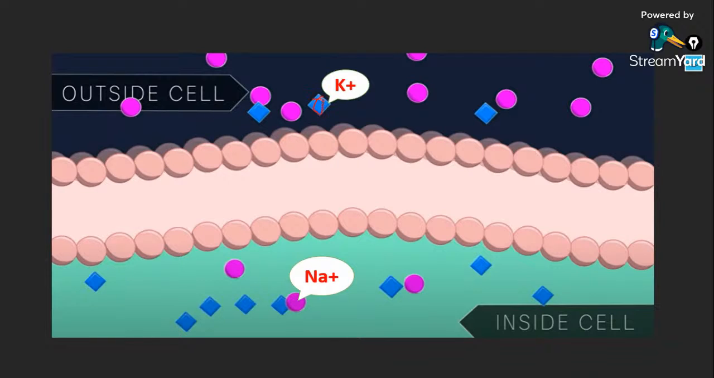So this triangular shape over here is potassium, and this is sodium. So at rest, outside the cell, potassium concentration is less, sodium concentration is high. Whereas inside the cell, sodium concentration is less, potassium concentration is high. Is it clear?